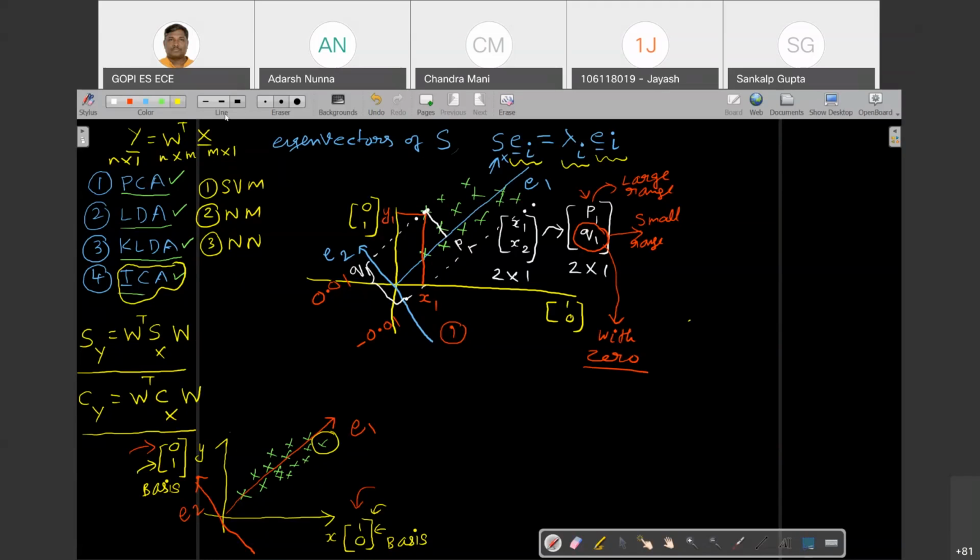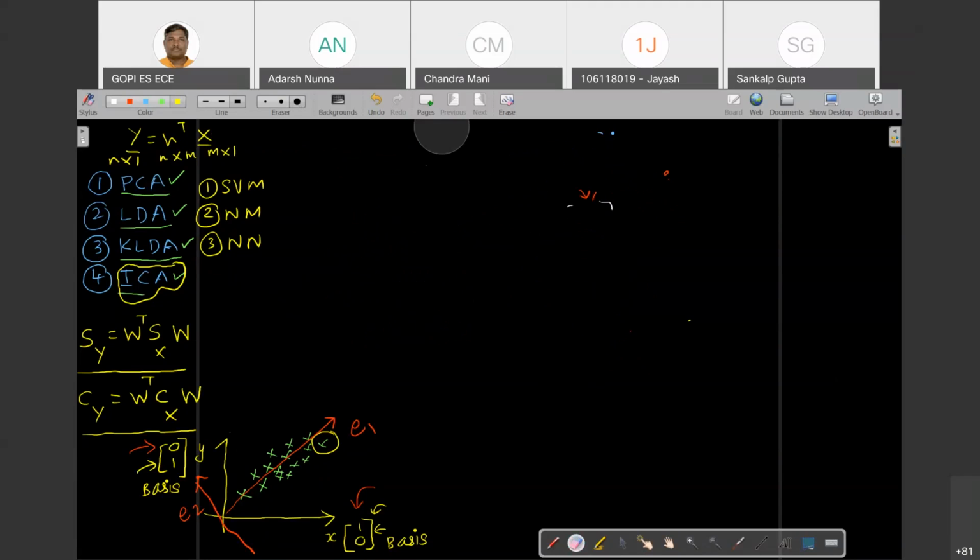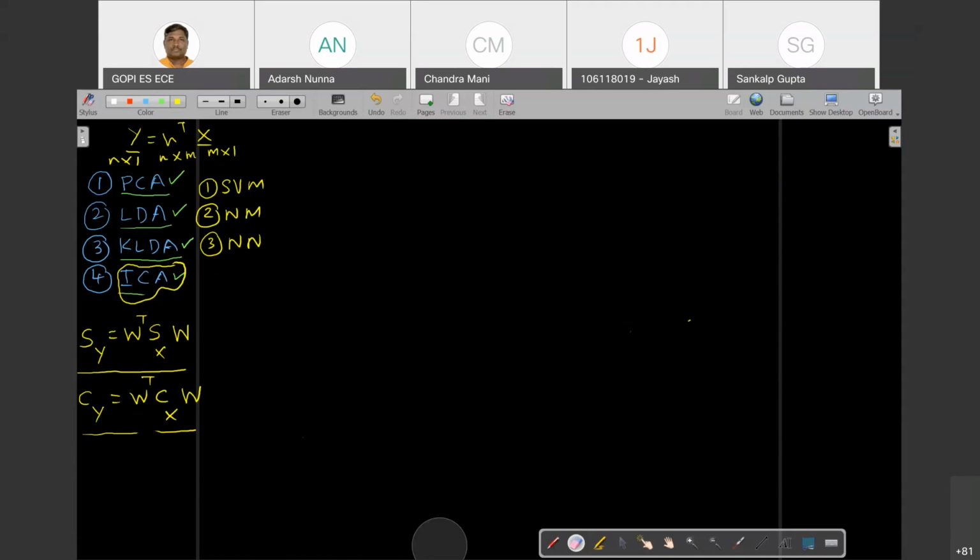So this is what PCA is, but the only drawback of this PCA is it does not use the class label. Whatever the data available, it is not used completely for finding these eigenvectors. So this doesn't use the class information, and that is a drawback of PCA. So there is another method to project, which we call LDA, linear discriminant analysis.